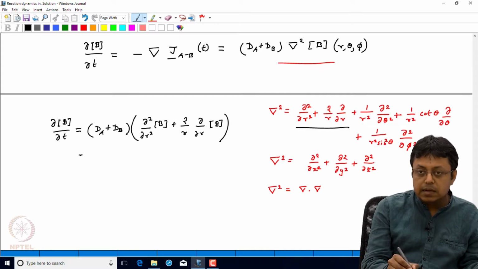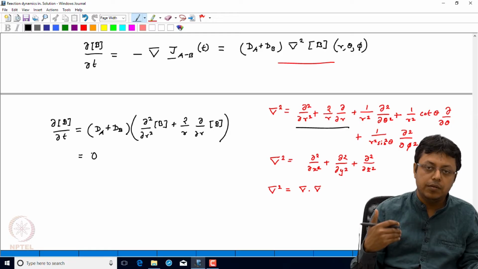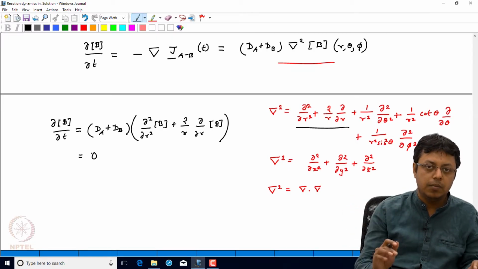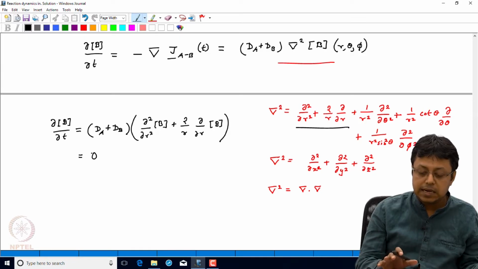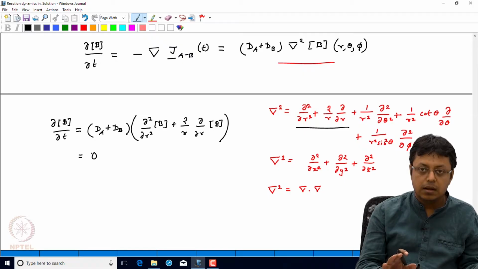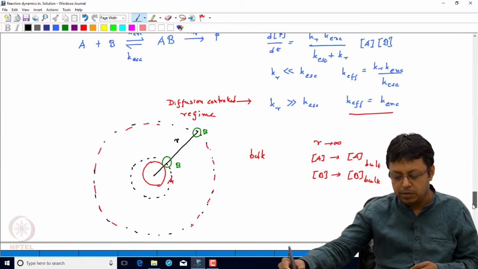So, when the steady state is reached, this should be 0. When we have reached an equilibrium, the forward and reverse reactions are happening at the same rate, and you have a steady rate of product formation. So, under the steady state approximation, we can think that the time derivative of B is basically 0.